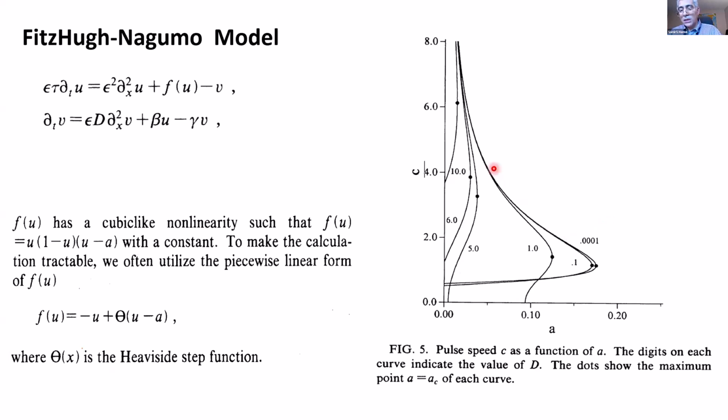Compared to the results that I presented in the previous conference, we added new results: using Maple, we're able to find an analytical plot that gives us the speed, or celerity, of the wave as a function of the parameter A. Remember, the parameter A gives us the shape of the nonlinearity in the model, and this is for different values of D.